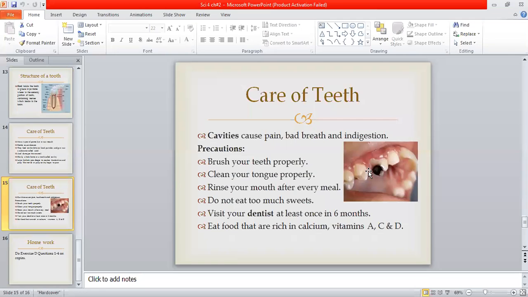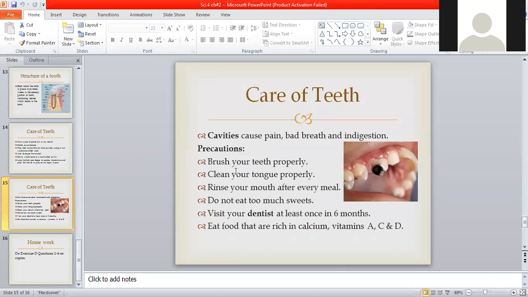Definitely, the food particles go into your stomach, and then you can suffer from indigestion, which means the food is not digested properly in your stomach. It's known as indigestion.